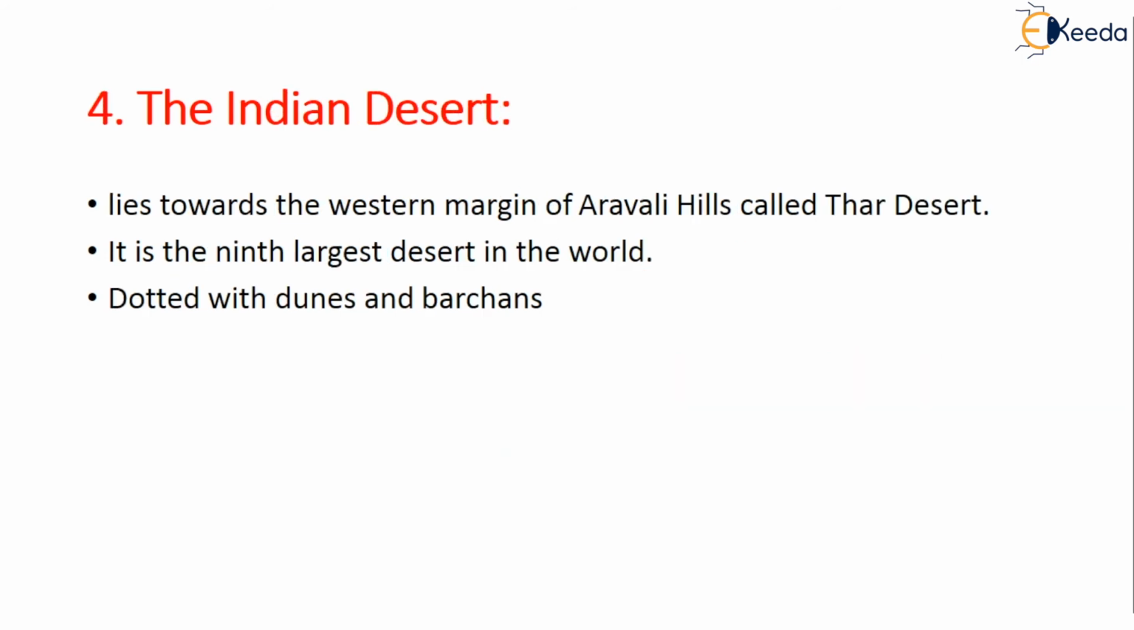Coming to the Indian desert, this is the third one. It lies towards the western margin of the Aravalli Hills, and is called the Thar Desert. It is the ninth largest desert in the world. It is dotted by dunes and barchans. Here the vegetation cover is very low, with thorny bushes.